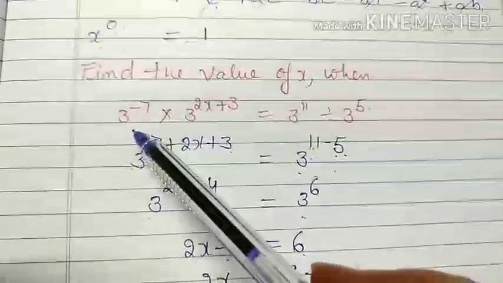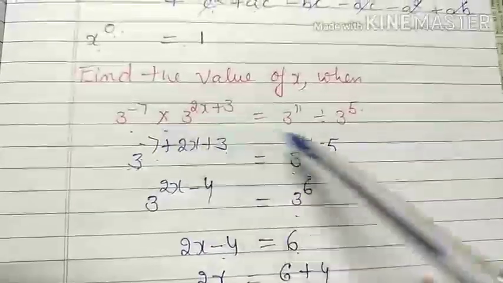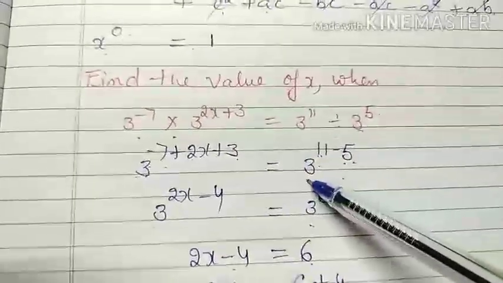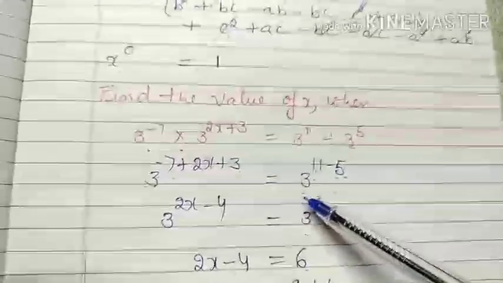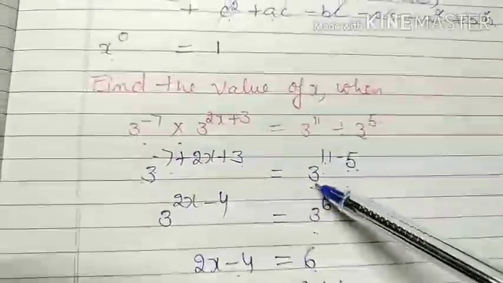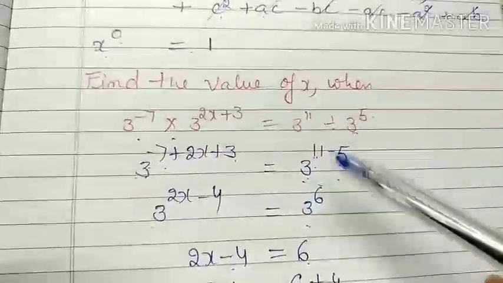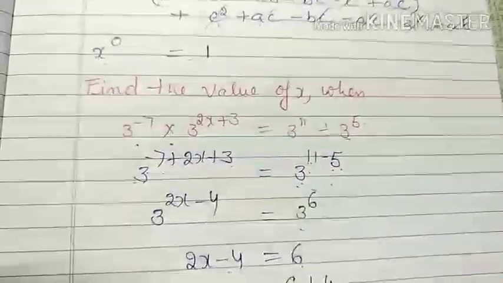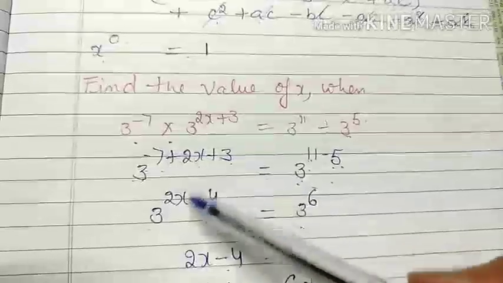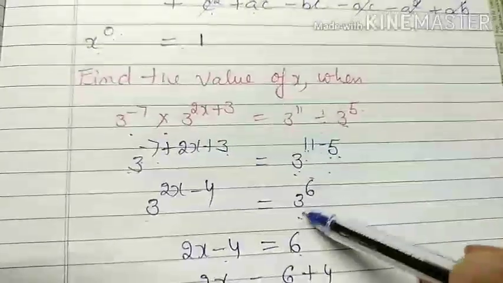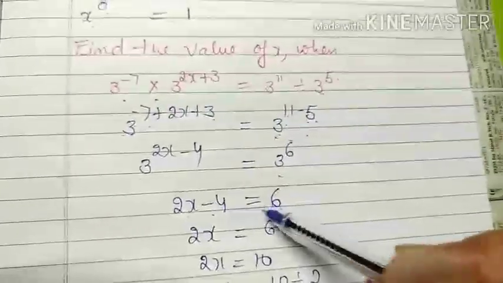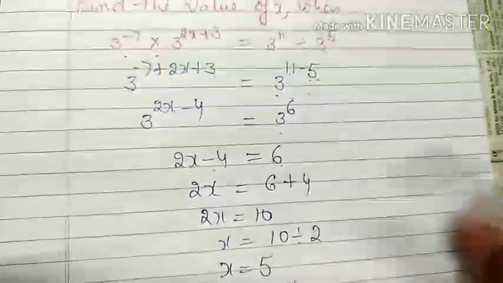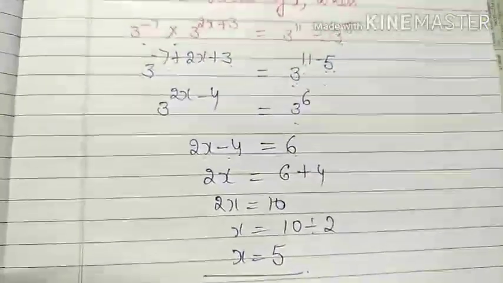This is the way I have to solve. First, whatever bases are present on the left side and right side, make a single base by applying the exponent rules. If division is there, the base should be written once and the power subtracted. If bases are multiplied with the same base, the power should be added. 2x minus 7 plus 3 gives me 2x minus 4, 3 raised to power 6. 2x minus 4 is equal to 6, and when you solve you get the answer x is equal to 5. Thank you. Have a nice day.